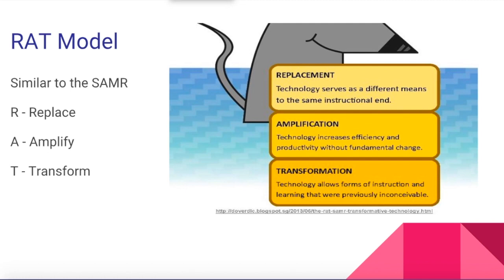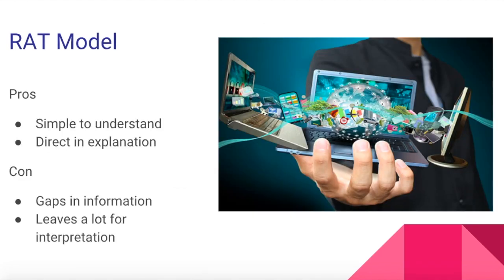The next framework we're going to look at is the RAT model. It is similar to the SAMR, however, a bit simpler. This framework can be used by teachers to develop their lesson plans, to allow for the use of iPads, laptops, and other forms of technology that students are given or bring to the classroom, and not just technology as distractions. It is similar to the more well-known SAMR, but a little simpler. It allows teachers to take more baby steps.